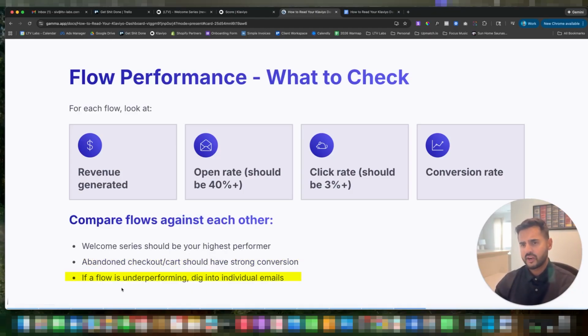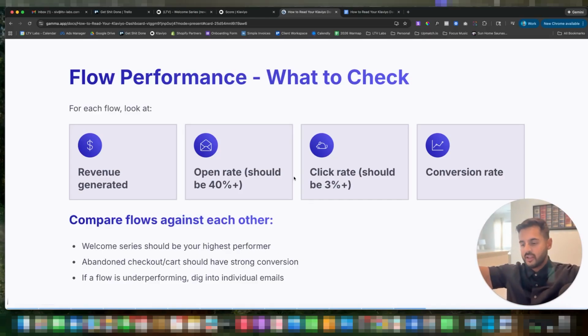And if you find that a flow is underperforming, meaning it's not hitting any of these metrics, then what I would look at is digging into the actual individual emails. There might be some emails, like the first couple, that are performing really well, and then emails 3, 4, and 5 might not be performing as well. At that point, you can look at replacing those emails, or A/B testing them with different content, subject lines, etc. That's the name of the game when it comes to optimizing your flow performance: constantly looking at performance, making sure everything is hitting your metrics, and tweaking things to improve over time, because that's what's going to impact your overall email performance.